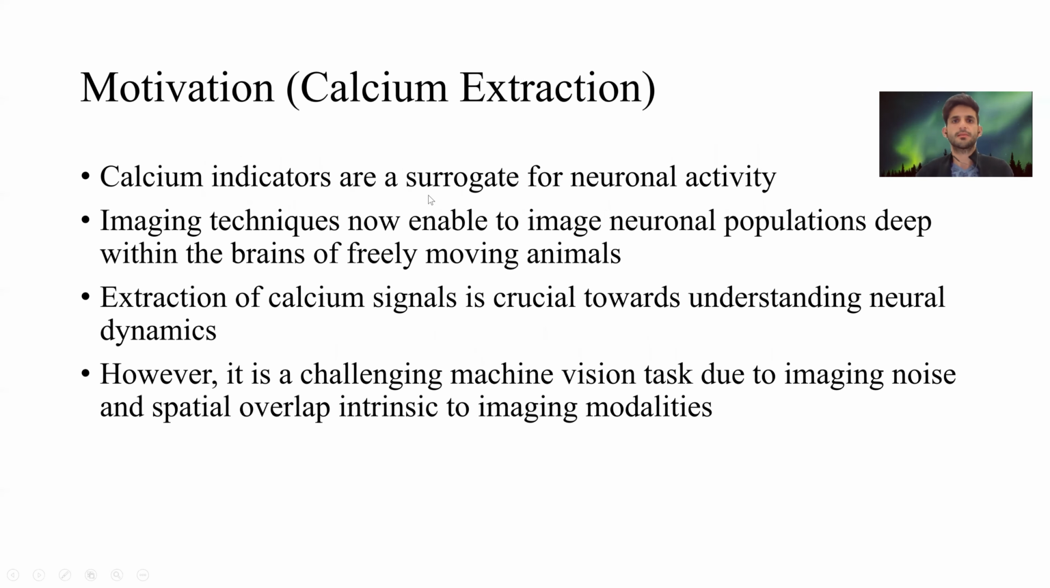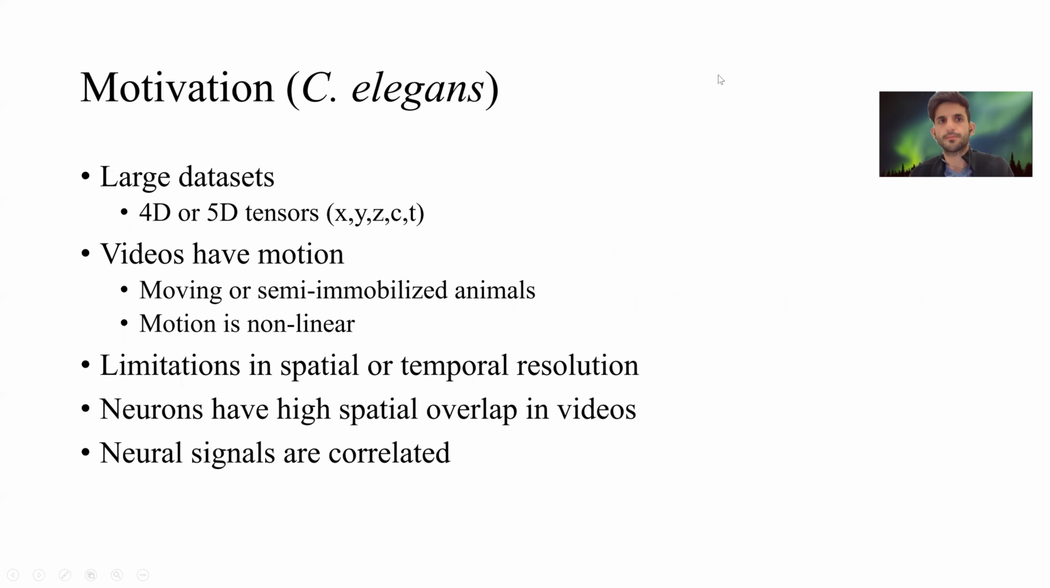So we know that the calcium indicators are used as a surrogate for the neuronal activity, and there's been a great advancement in the imaging techniques, and currently we can image neuronal populations deep within the brains of really moving animals. Therefore, the extraction of calcium signals is crucial towards understanding neural dynamics. However, it is a very challenging machine vision task because of the limitations of imaging modalities and the spatial overlaps that the components will have in the videos.